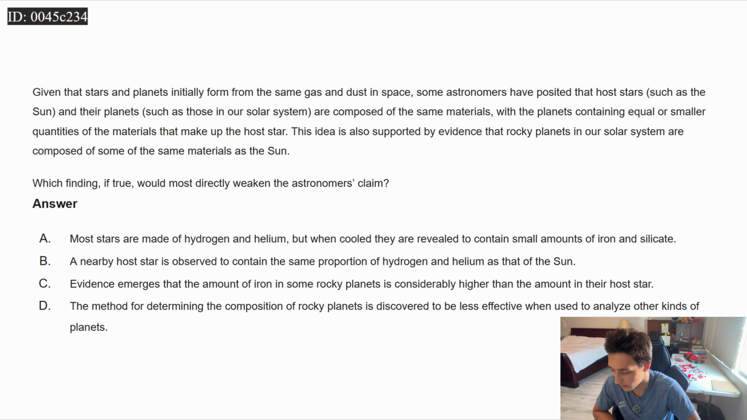Evidence emerges that the amount of iron in some rocky planets is considerably higher than the amount in their host star. This is the correct answer choice. Considerably higher. That is weakening the claim because it's supposed to be lower, according to the astronomers. Perfect. The method for determining the composition of rocky planets is discovered to be less effective when used to analyze any other kinds of planets. So yeah, D is just talking about the rocky planets, and it's also not really talking directly about the claim. So that's why it's incorrect.